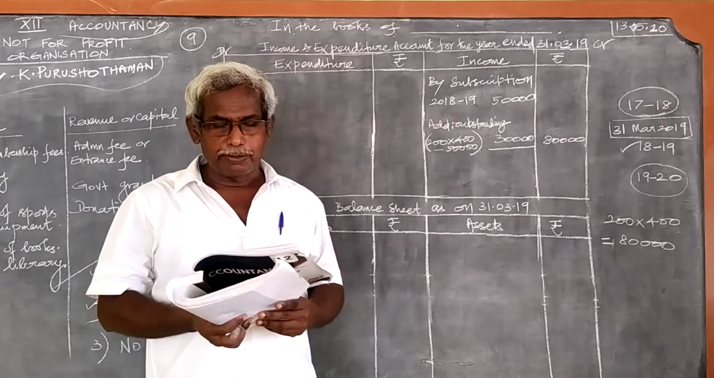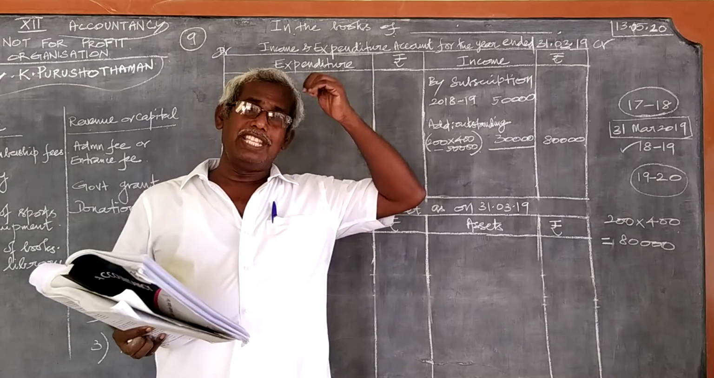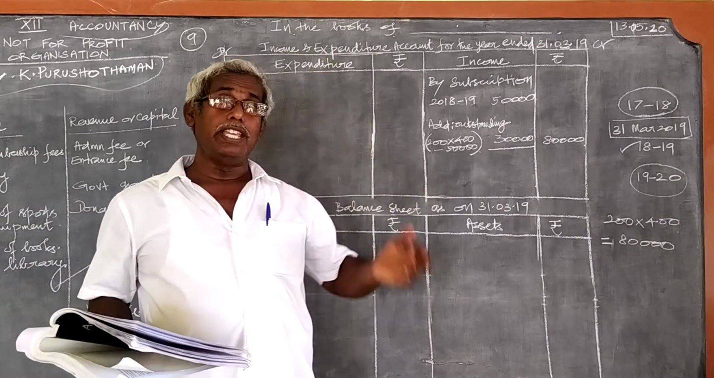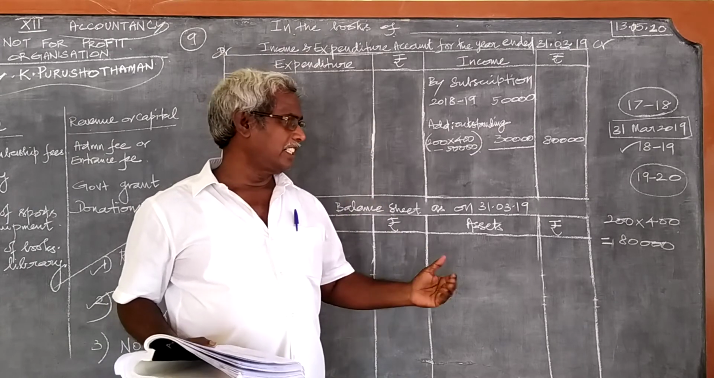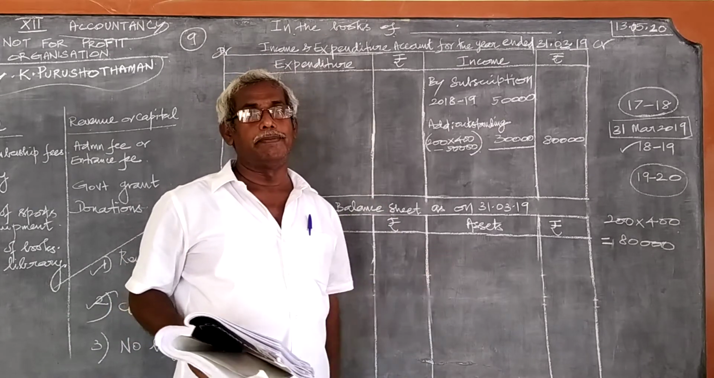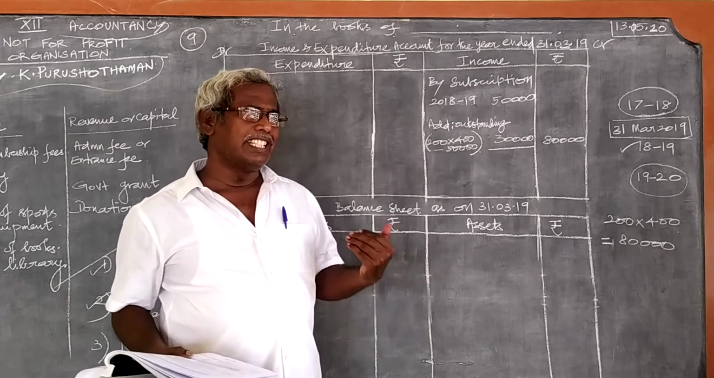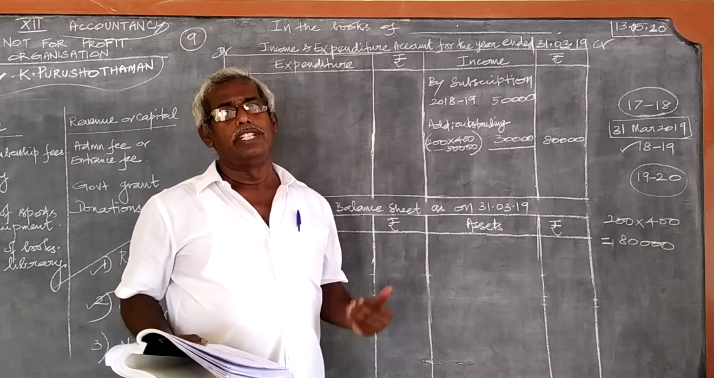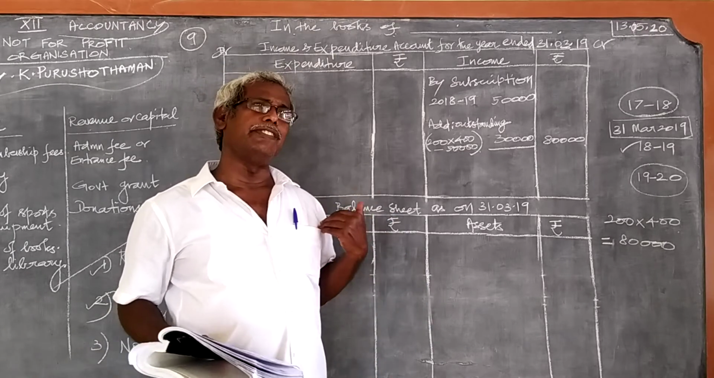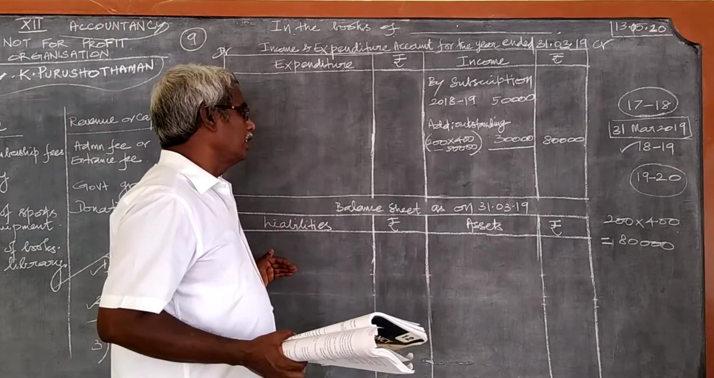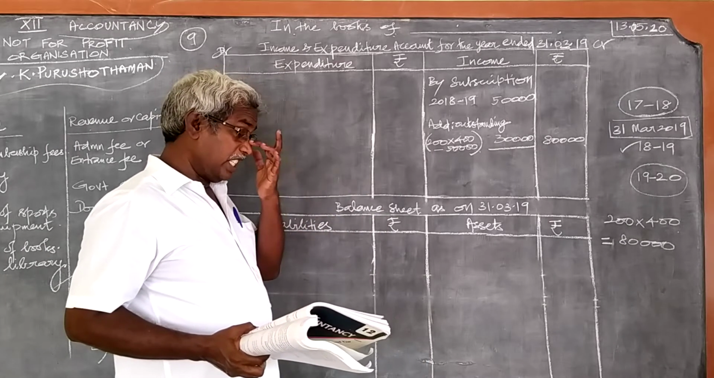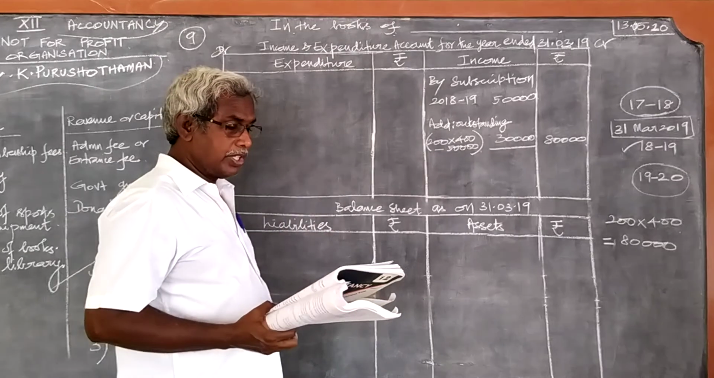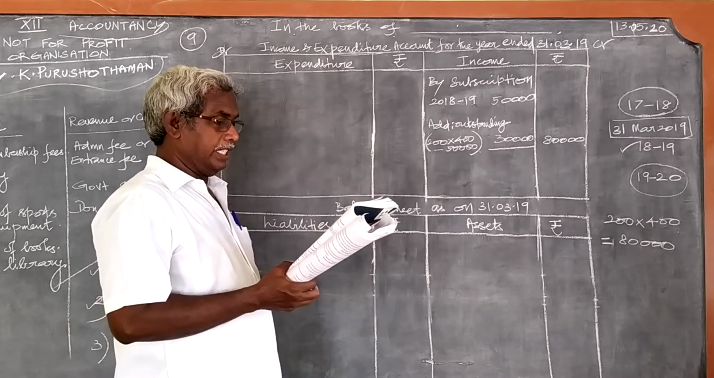See here only subscription. Subscription is an income. If it is outstanding subscription, that is outstanding income, that will appear on the asset side. If it is the income received in advance, that is the subscription received in advance, that will be shown on the liability side. Here we shall see what is received in advance and what is outstanding.